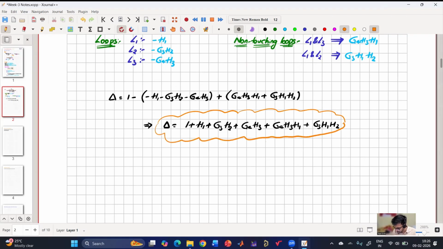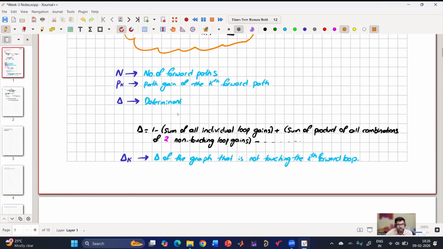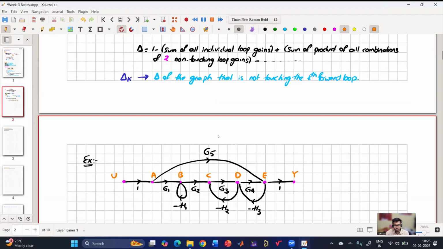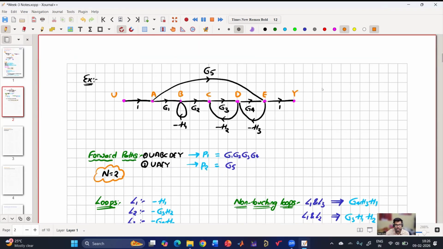So now we have to calculate delta 1 as well as delta 2. So what are delta 1, delta 2? Delta of that graph that is not touching the kth path. If we consider path 1, P1, we have to consider those loops which are not touching this and then calculate the delta. If we are considering path 2, we have to consider those loops which are not touching that path and then calculate delta for those loops.